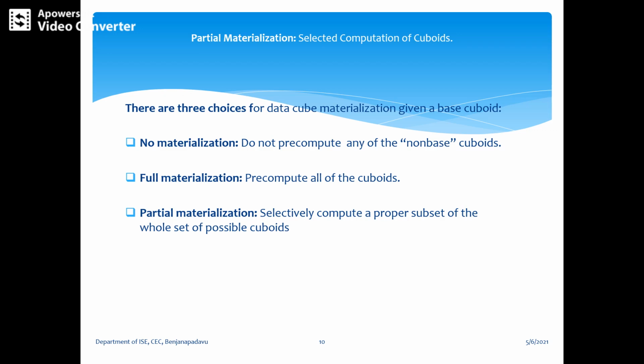the iceberg cube. You can compute an iceberg cube, which is a data cube that stores only those cube cells with an aggregate value, that is count, above some minimum threshold. Another common strategy is the shell cube, which involves pre-computing cuboids for only a small number of dimensions, 3 to 5. So this is the way we do partial cuboid materialization.